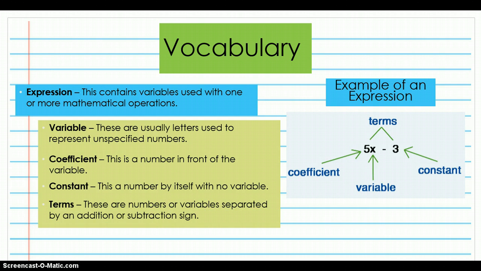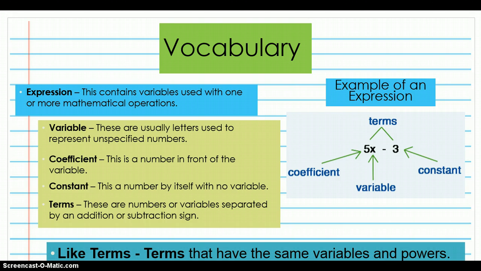Terms. These are numbers or variables separated by an addition or subtraction sign. In our example, we have two terms, 5x and 3, and they're being separated by the subtraction sign. We're going to talk about like terms. And like terms are terms that have the same variables and powers. So right now, I want you to pause me and copy down everything on this slide.